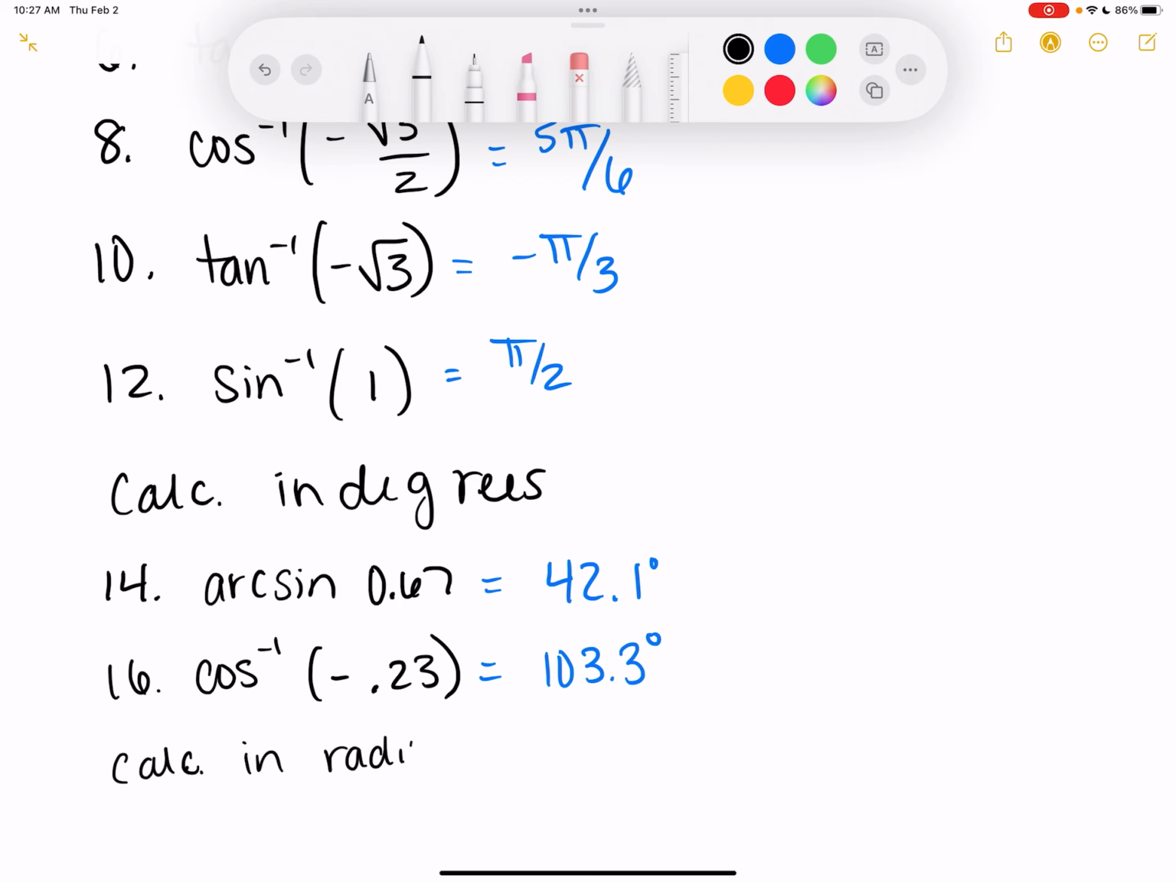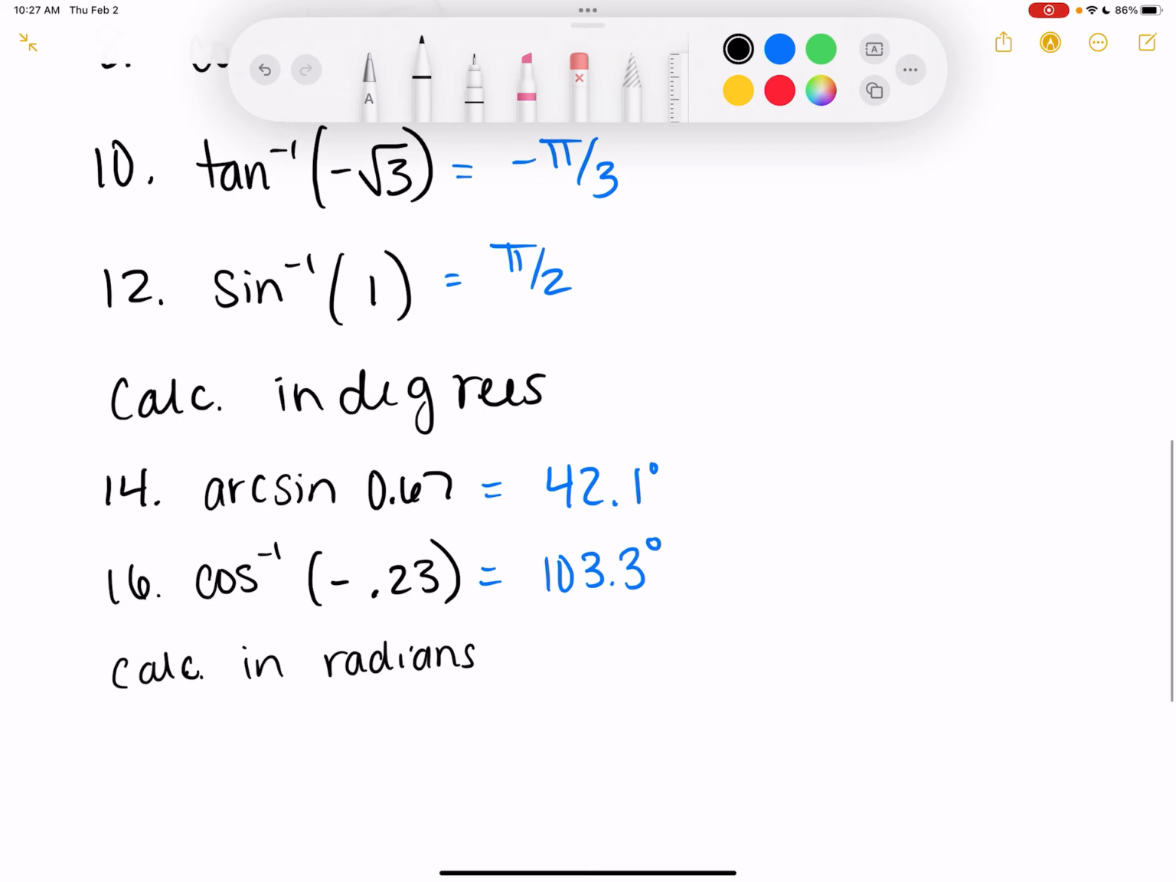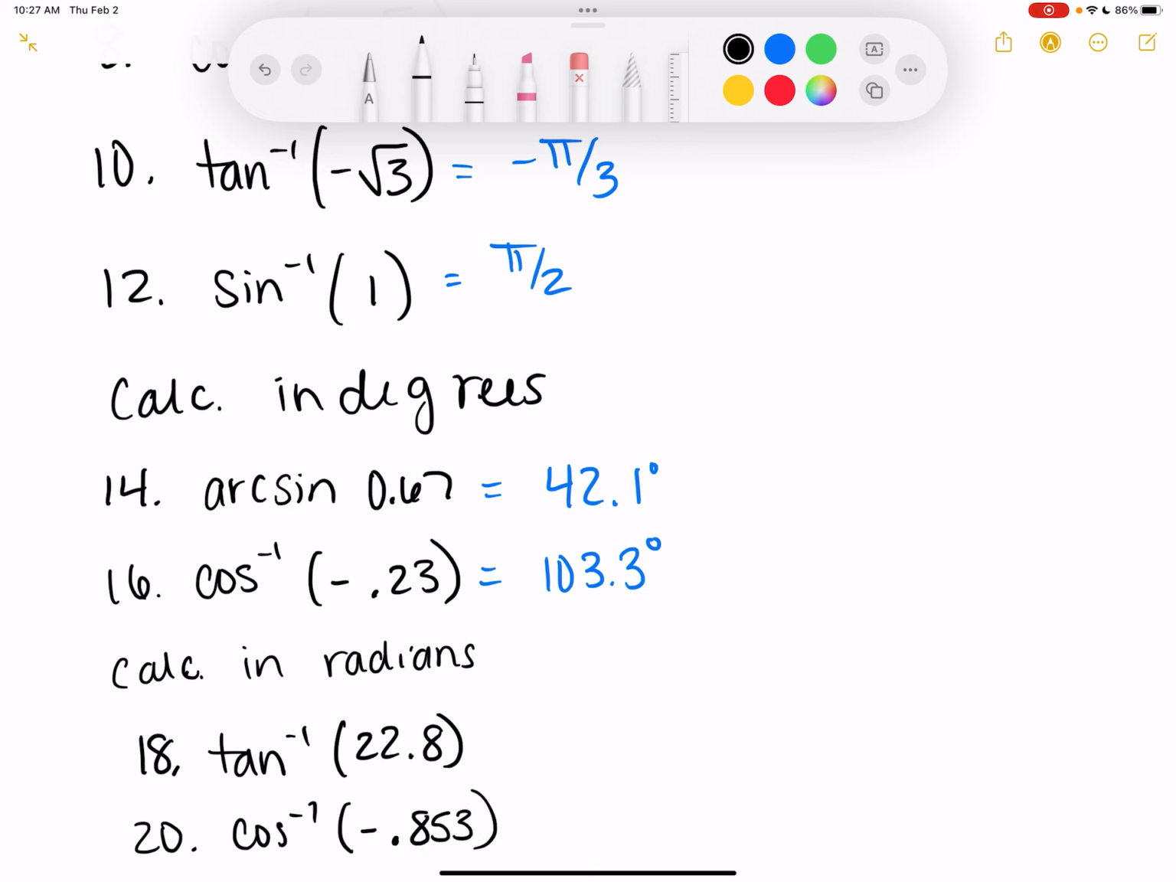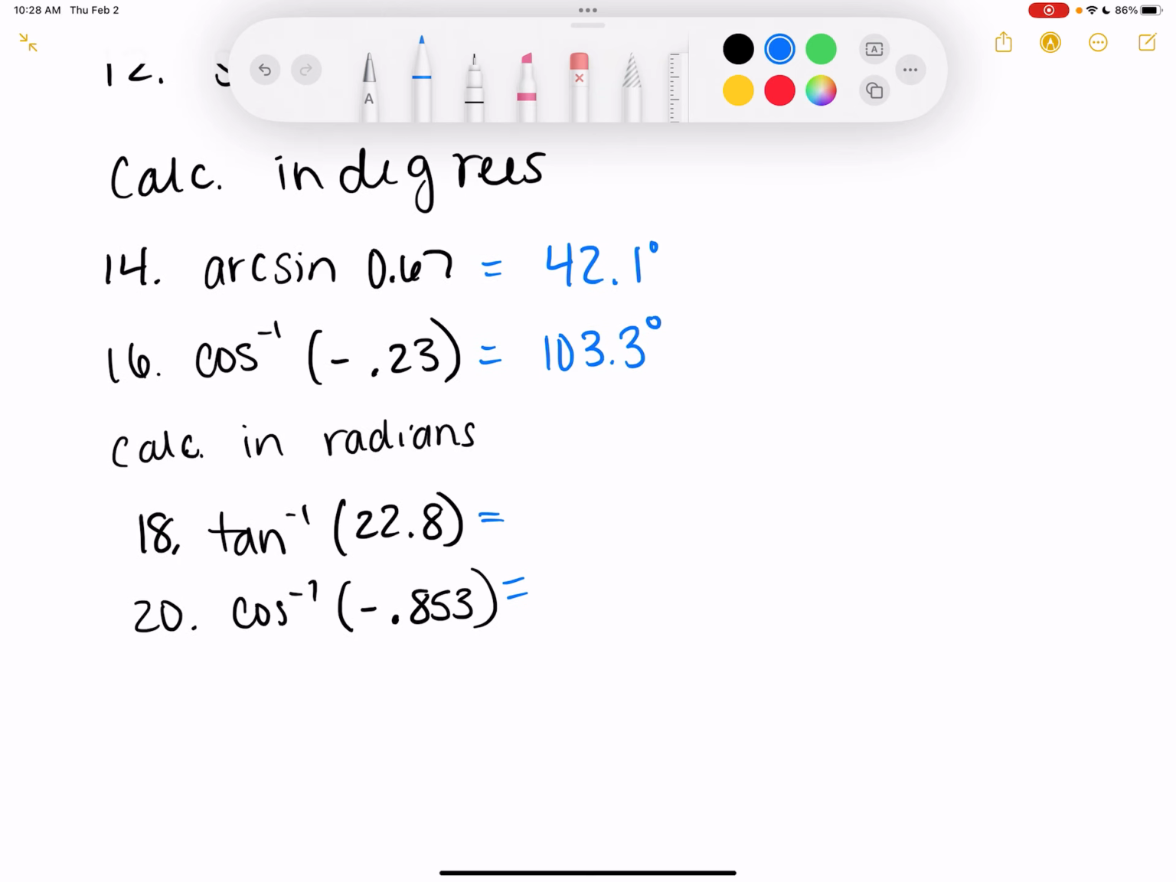Then these next ones are the calculator in radian mode. So then just convert it to radians. And these two, inverse tangent of 22.8 and inverse cosine of -0.853. Are they gonna tell you if you have to put it in radian mode? Yeah, it says it in the instructions. It says use a calculator to find the approximate value, express your result in radians. And it says the same instructions but degrees for the first set.